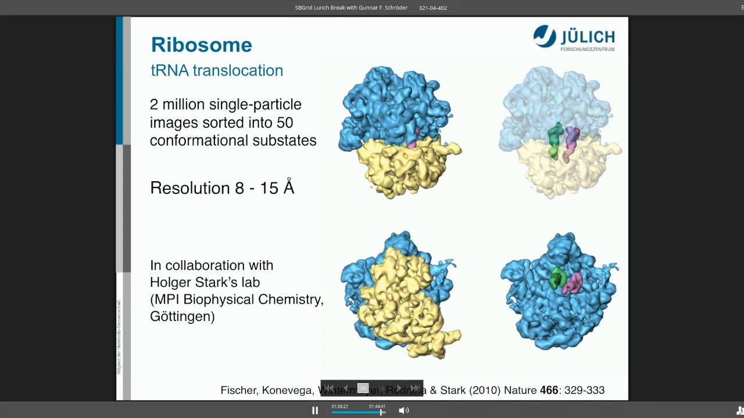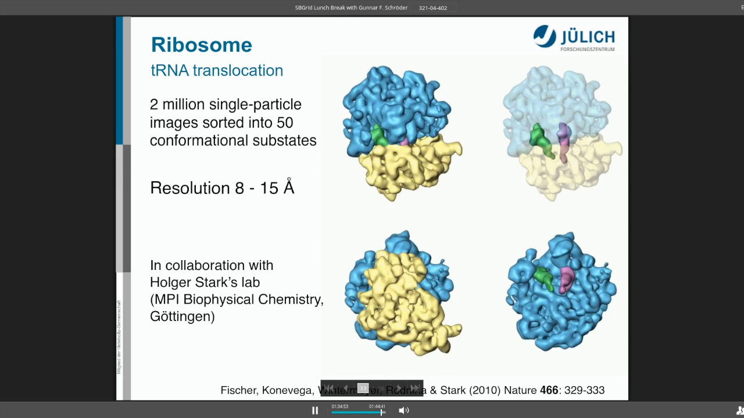I would like to show very briefly an example of a typical application. I would say maybe not a typical, but a nice application of where we use DireX. This is a collaboration with Niels Fischer and Holger Stark in Göttingen. They obtained about 50 different conformational states of the ribosome, with the tRNAs in different conformations. I don't really have the movie, I just show a few snapshots here, where we see that the tRNAs are moving through the ribosome.